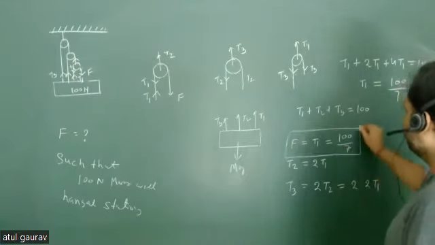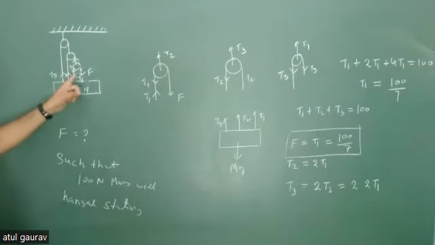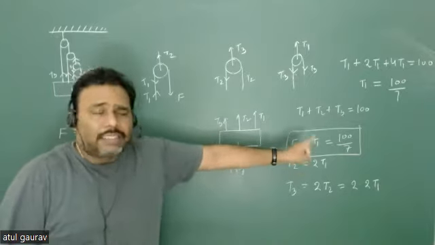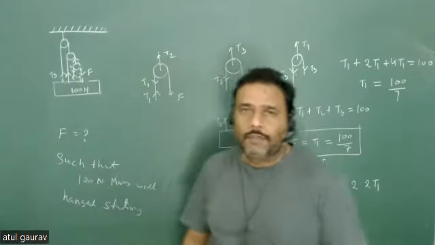So now look at here. Now look at what is going to happen. Due to this particular arrangement, you need only 100 by 7, 1 by 7th of the weight, to hold this particular system. Are you getting this thing?